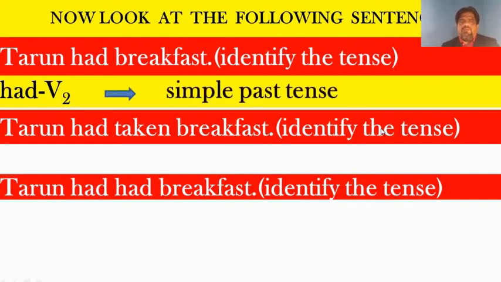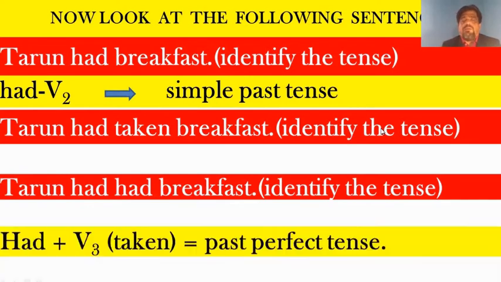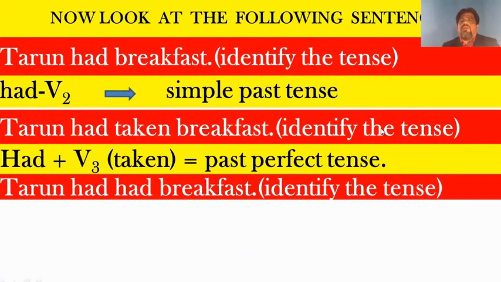We saw it already. Now, Tarun had taken breakfast. Here, had is used, but it is not used as the V2 verb form, it is used as the sign of past perfect tense. And the V3 verb form is also used. Therefore, it is past perfect tense. Had is used along with the V3 verb form, or the V3 verb form is used along with the had. Therefore, this sentence is given in the past perfect tense.